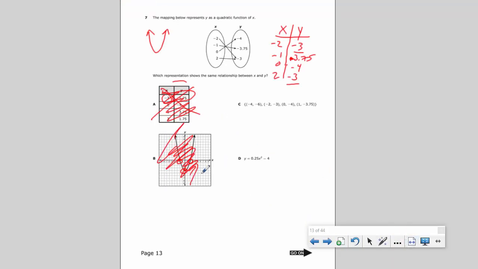Okay, so we got rid of 2 answers. Now I'm going to look at this answer. Let's compare -4. On my table, -4 should pair up with -6 if this answer is correct. So let's try that.